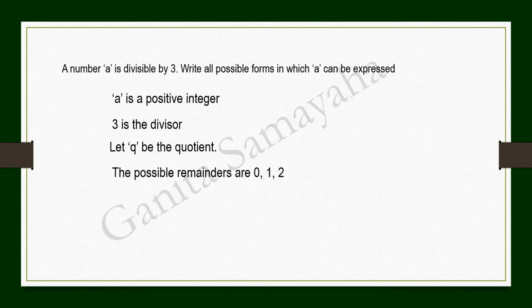And what are the possible remainders? 0, 1, 2. So how can we express a in terms of all these parameters? Yes, we can write it as a is equal to 3q, a equal to 3q plus 1, and a equal to 3q plus 2. So having understood this, let us proceed further to understand a few more problems and logically analyze, children.